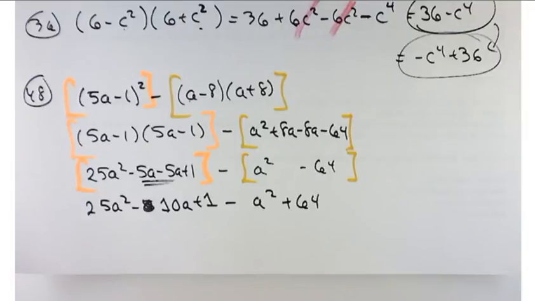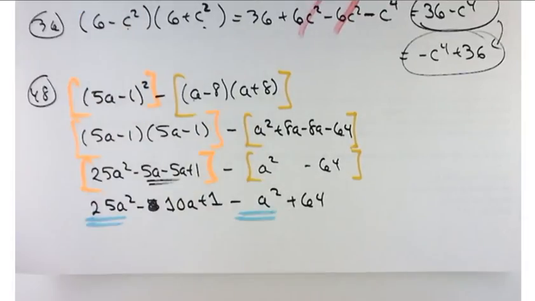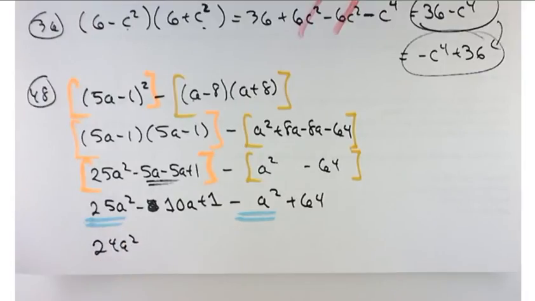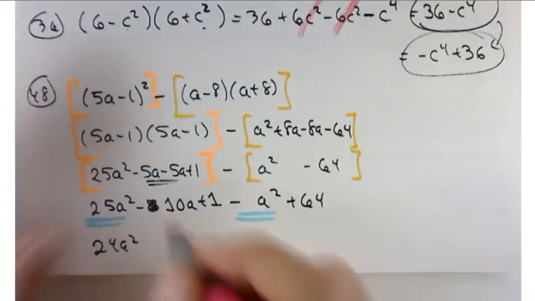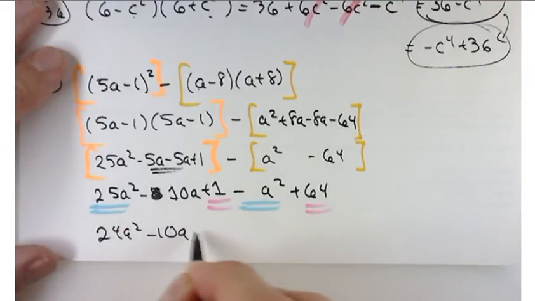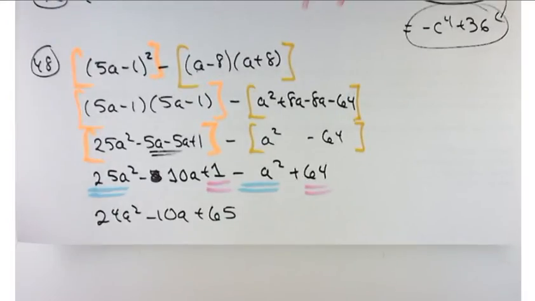Well, we have some like terms that we can combine, should combine. Let's do that. Question? All right, so the like terms would include the a squareds. Yes, you're right. 25a squared minus a squared. How many do I have? 24a squared. There's other like terms as well. Good. 1 and 64. Are there any like terms for the minus 10a? So minus 10a plus 65. That's as far as we have to go with this one.